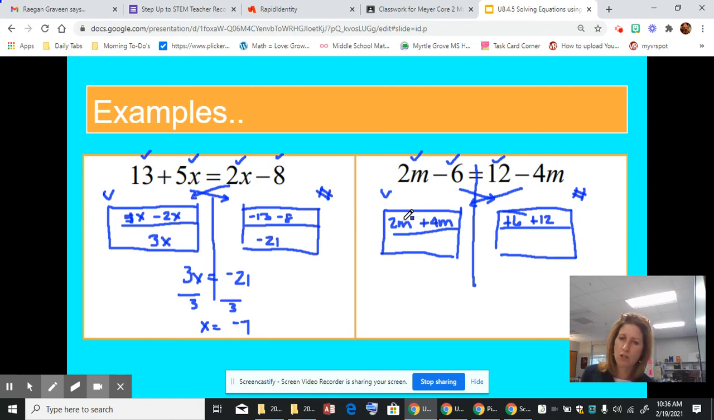I combine like terms. 2m plus 4m is 6m. On the right, I have 6 plus 12 is 18. So I end up with 6m equals 18.